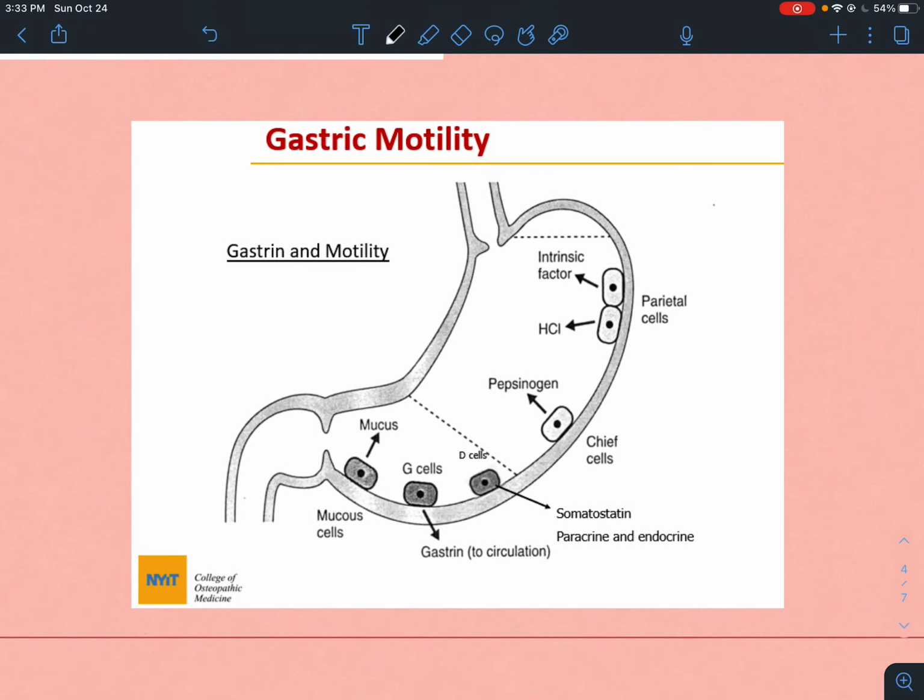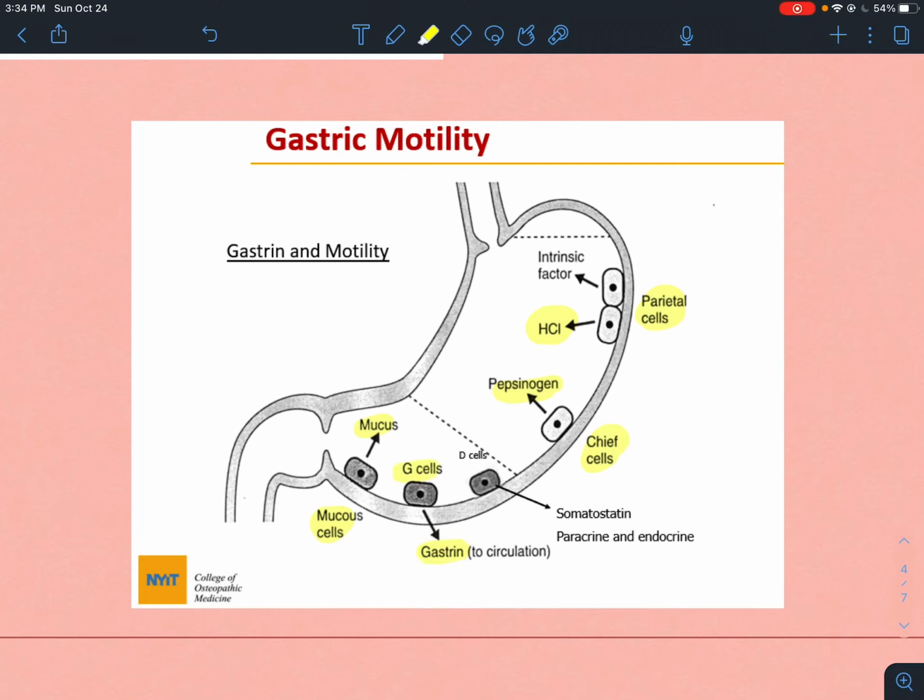Let's talk about the endocrine component of the digestive system in this part of the body. Please note that we've gone over some of this already. We have parietal cells that are making our hydrochloric acid. We have chief cells that are making our pepsinogen. We have mucus cells that, of course, make mucus. But we want to focus on this piece right here.